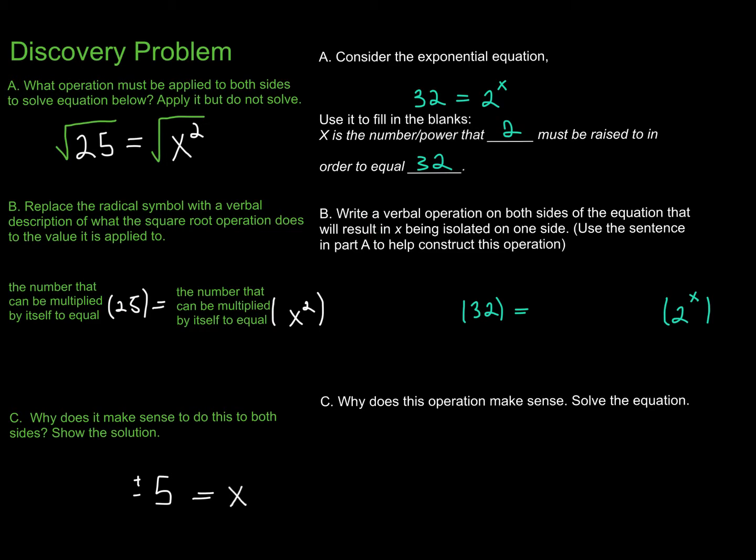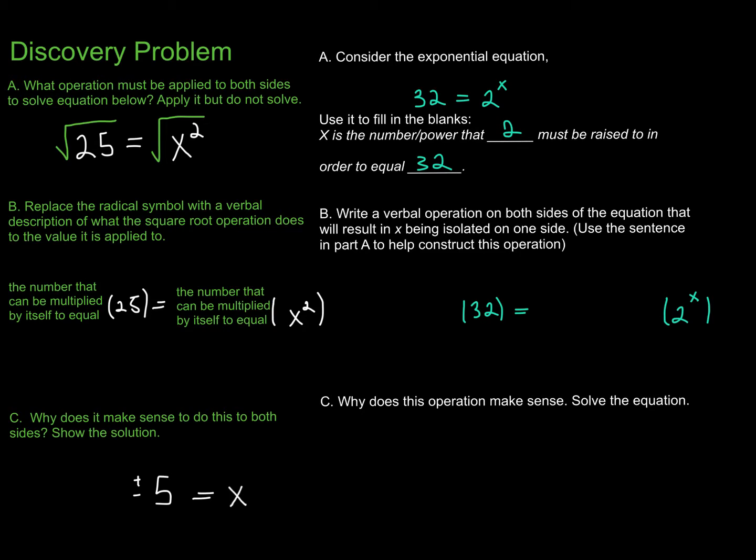So what I want you to do is, since we don't have this mathematical notation yet, you're going to write a verbal operation on both sides of the equation, just in the way that we did over here, that will result in x being isolated on one side. Now I want you to use the sentence in part A and the way that we constructed these operations over here on the left to help you create this operation. Take a couple of minutes, try some things out, and to help check if it works, go on to part C and ask yourself, why does this operation make sense? And if it allows you to solve the equation, then that's a good sign that you're on the right track.